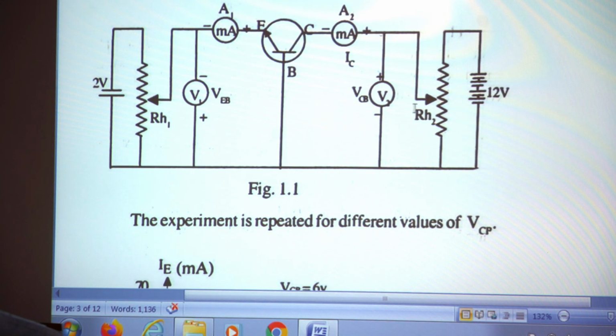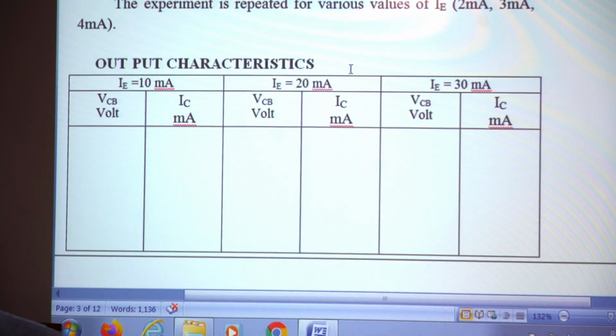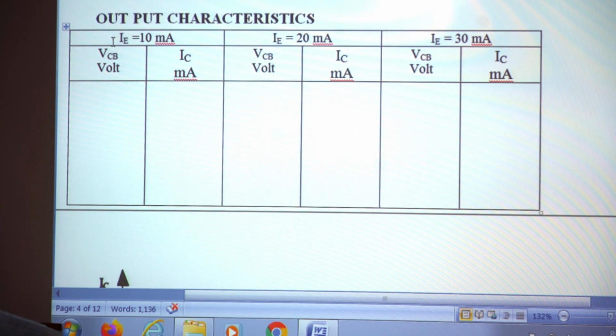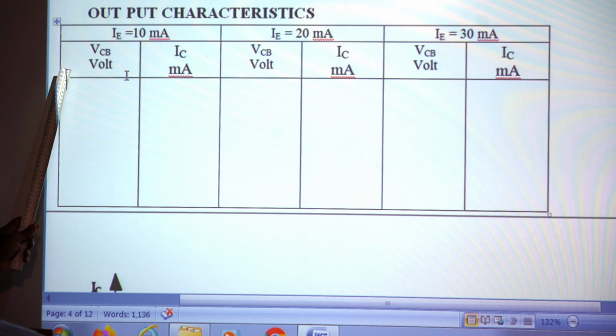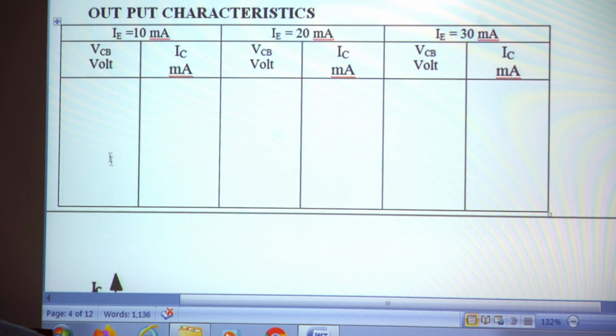Again we are finding the different values of the collector current for different values of VCB. VCB is changing, and for each value of VCB we find the value of IC. Once again it can be repeated for another value of input current, say IE equal to 30 milliampere. Then also for different values of VCB we are finding the value of IC. So coming to the tabular column, we can see here. Initially the input current IE is kept constant at 10 milliampere. Then using the RH2, the collector base voltage VCB is changing 1, 2, 3, etc.